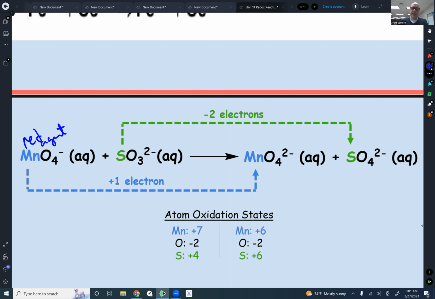The sulfur, it changed from a +4 to a +6. That means it lost electrons. It lost 2 electrons. So that means that it went through oxidation. That means that the manganese gained an electron. That means it was reducing. That means it's the oxidizing agent. And the sulfur, on the other hand, it went through a loss of 2 electrons. And what that means is it went through oxidation. That means that this is my reducing agent. Okay.